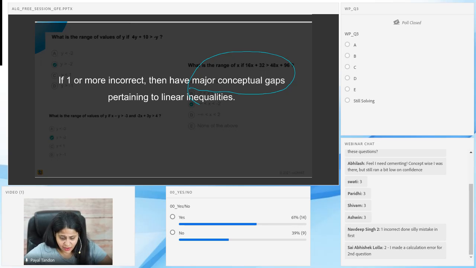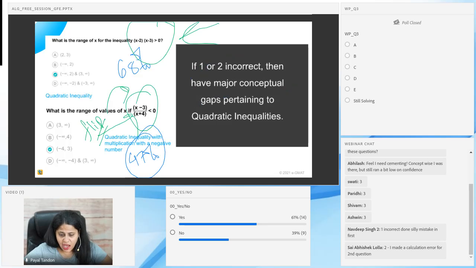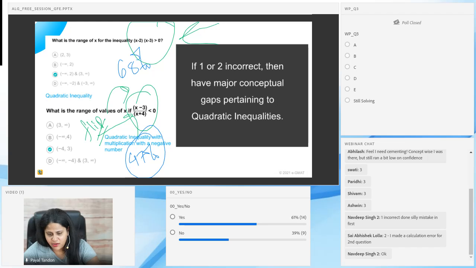Calculation error for the second question. Now, why did you make that calculation error? That is very important. So Abhishek and Navdeep, I want you to dig a little deeper over there. Now question number, okay, let's get rid of these annotations.